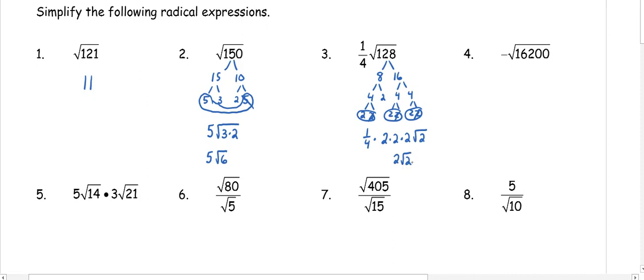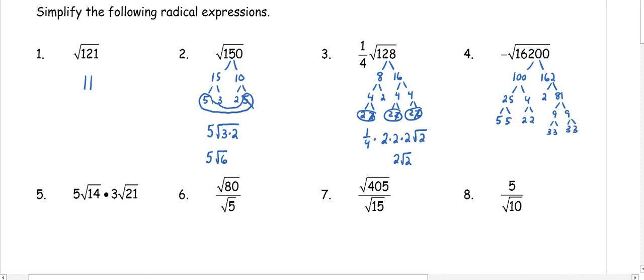Number 4, we have negative square root of 16,200. Two numbers that it breaks down into are 100 and 162. 100 breaks down to 25 and 4. 25 breaks down to 5 and 5. 4 breaks to 2 and 2. 162 breaks to 2 and 81. 81 breaks down to 9 and 9, and each of those 9s break into a group of 3.